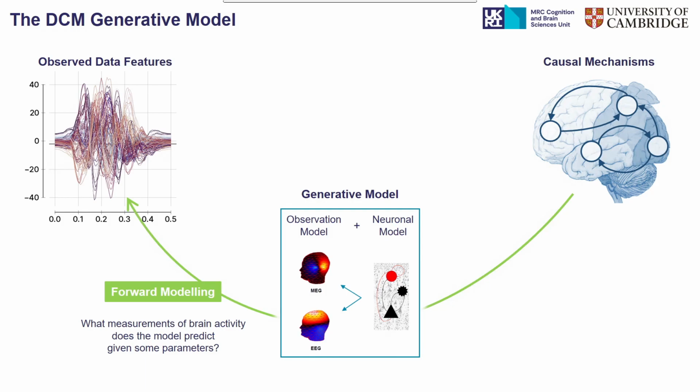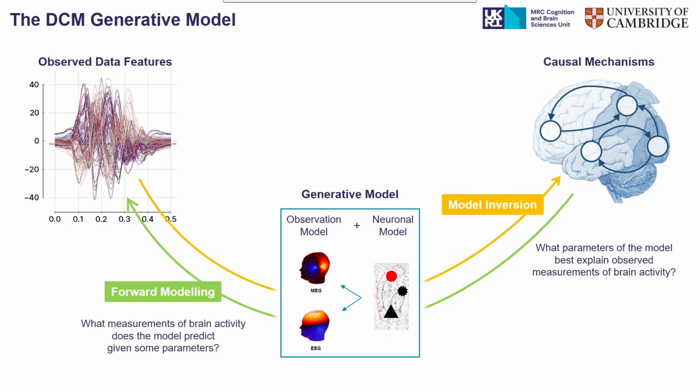Conversely, and what we are usually trying to achieve is we are trying to estimate a model based on our hypothesis and some observed data. Here we ask the question, what parameters of the model best explain observed measurements? We then carry out inference on these parameters after fitting the generative model and carry out hypothesis testing, in which we ask whether an experimental input affects a specific connection or whether the experimental condition modulates a specific synaptic parameter.